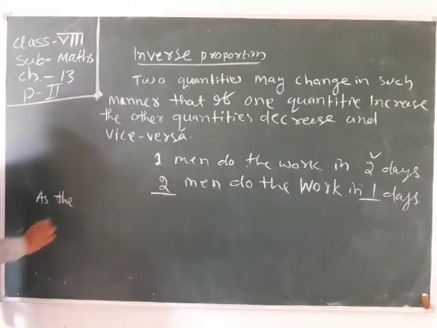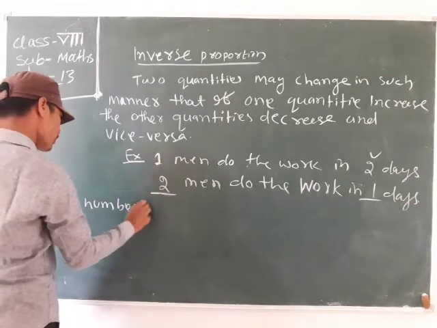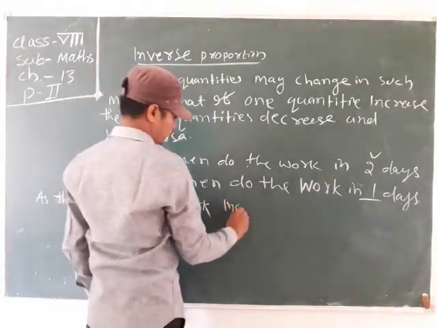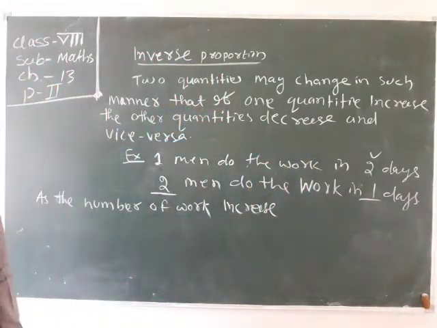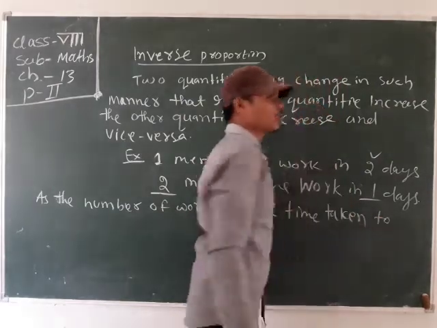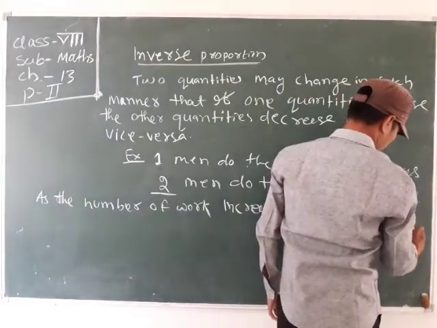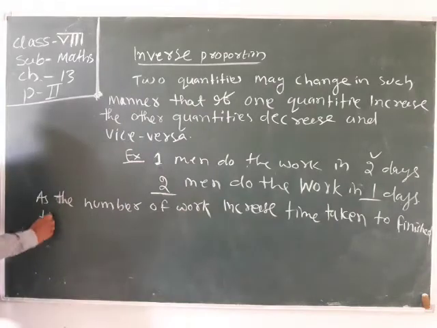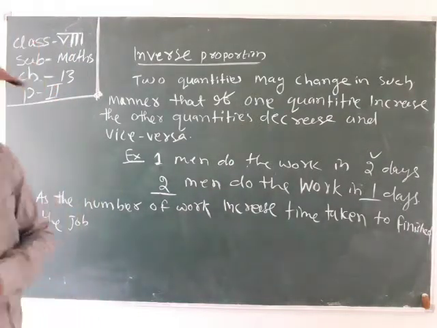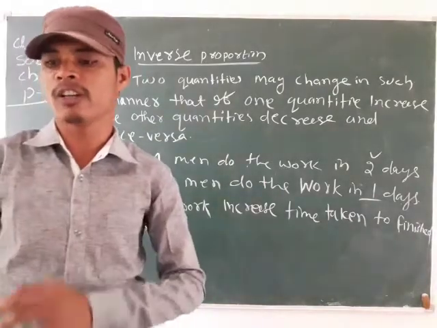As the amount of work increases, the time taken to finish the job also changes. If the number of work is increased, then the time taken to finish the job will automatically decrease.